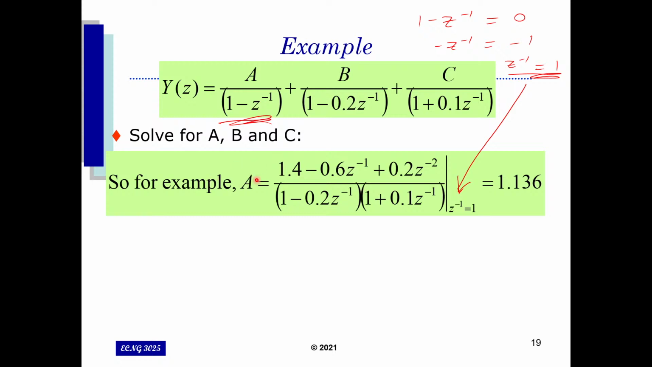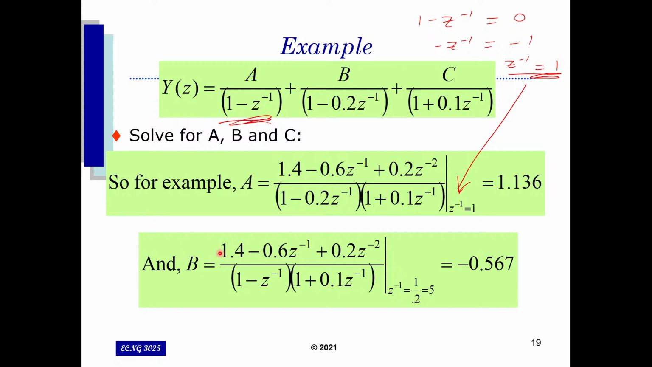So because we're solving for A, we look at the denominator term associated with A here, which is going to be 1 minus z to the negative 1, and we say, okay, let that equal 0, and we solve for z to the minus 1. So we did the work in here, and we see z to the minus 1 here is equal to 1. And then we substitute this value here into our equation and solve for A accordingly.